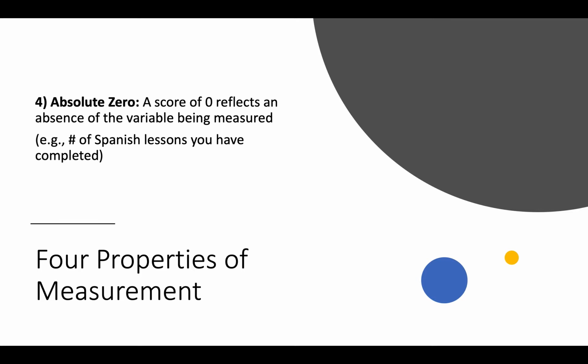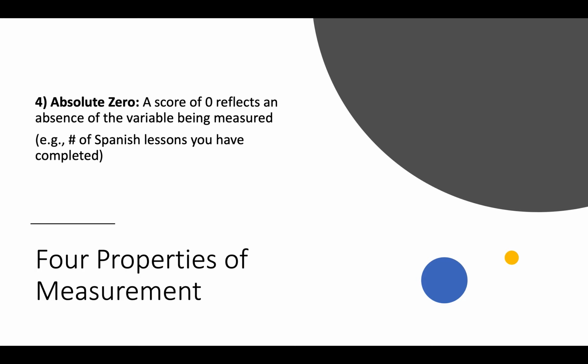Now the fourth property of measurement is absolute zero, and it means just that. A 0 score reflects an absence of the variable being measured. A good example is the number of Spanish lessons you've completed. Most psychology majors had to take a foreign language, and Spanish is the most common taken among psychology students. So you can easily say 0 if you didn't take Spanish. Perhaps you took French or German or Russian, right?